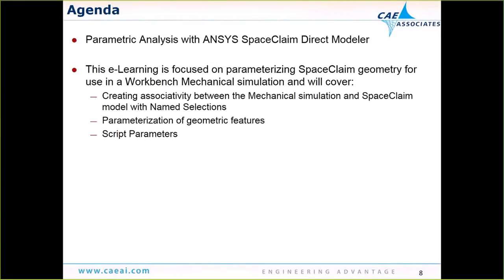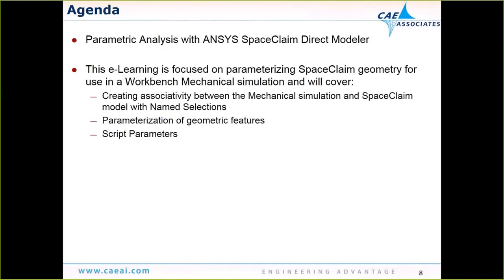Okay, so today we are going to be talking about parametric analysis with ANSYS SpaceClaim Direct Modeler. And this e-learning is focused on parameterizing SpaceClaim geometry, and specifically for a Workbench Mechanical simulation. So the things related to that that we'll cover are creating associativity between the Mechanical simulation model and your SpaceClaim model. We can do that with name selections. We'll also talk about parameterizing geometric features, and then also script parameters.